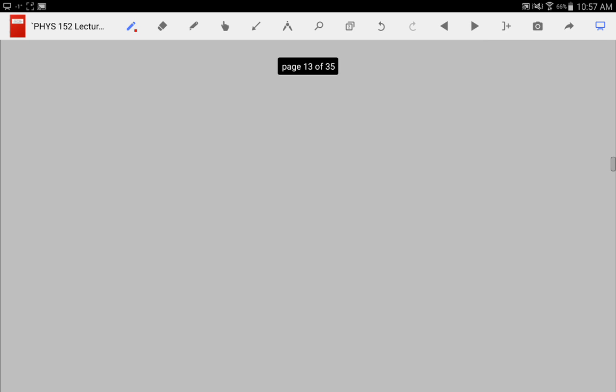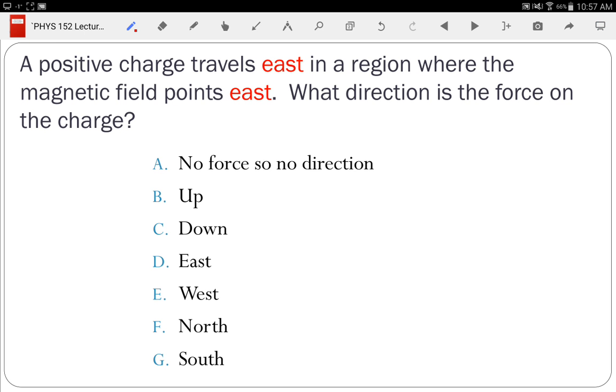Okay, our last of this set of questions. A positive charge travels east in a region where the magnetic field points east. So now I've changed it so the magnetic field is east.